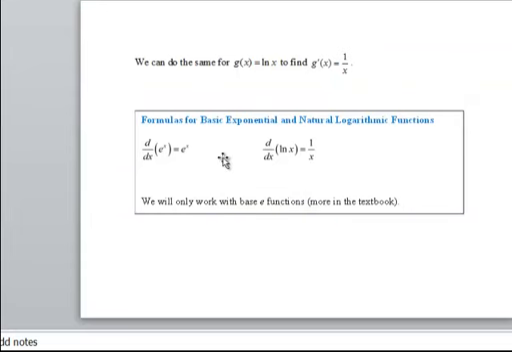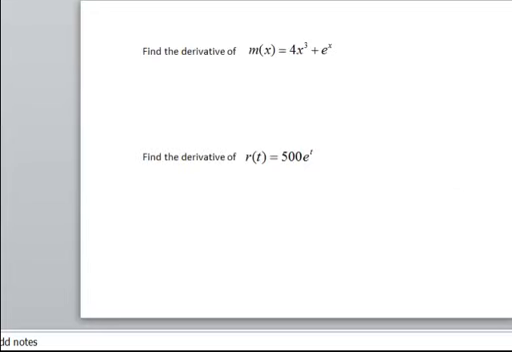Okay, so these are our two rules. In the textbook, you're going to see additional rules for other bases like base 2 and base 5, or log base 2 and log base 5. We're going to skip those and just stick with base e. Okay, so let's put this into use.